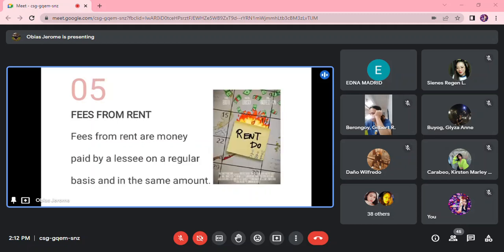Okay, so we have fees from rent. Fees from rent are money paid by a lessee on a regular basis in the same amount. So ito naman ang natatanggap na pera galing sa pinarentahan mo. Halimbawa, nagparenta ka ng bahay, tapos ang bayad nila every month, 4K. So yung bayad kada buwan makakatanggap ka ng 4,000.